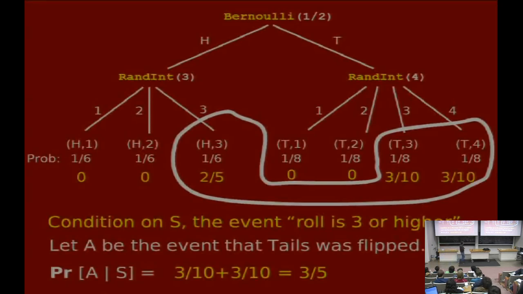So this is like saying if your friend did the experiment and promised you that the roll was at least 3, the chance that their coin flip was tails is 3/5. That seems natural, I guess, that it is bigger than a half because there are more ways to get at least 3 on a tails roll than on a heads roll. Okay, so that was an example illustration.